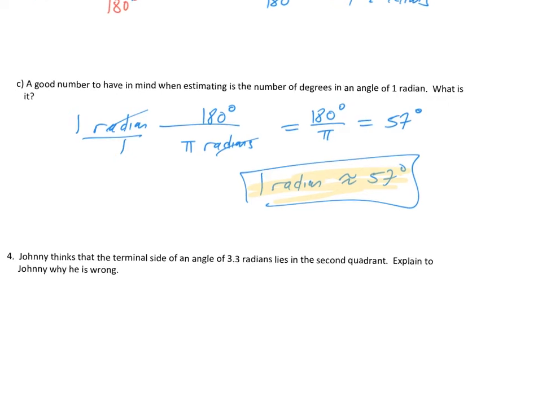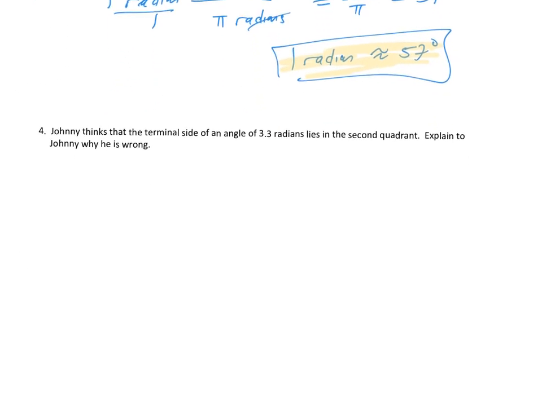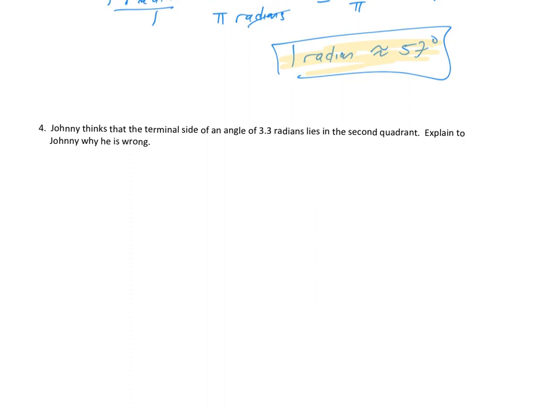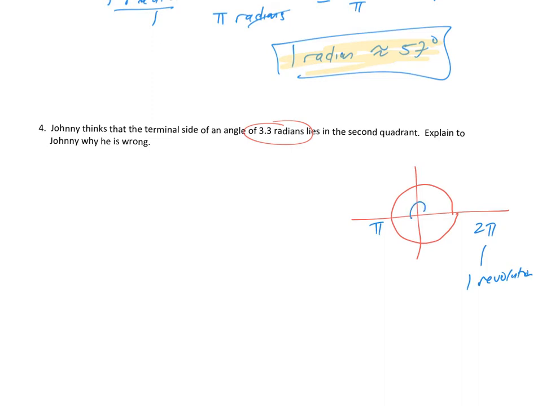Okay, let's look at the next problem. Number 4. Johnny thinks that the terminal side of an angle of 3.3 radians lies in the second quadrant. Explain to Johnny why he is wrong. Okay, so we have to figure out where 3.3 radians is. So remember that if we go all the way around, 2 pi is 1 revolution. So if we go halfway around, it's pi radians.